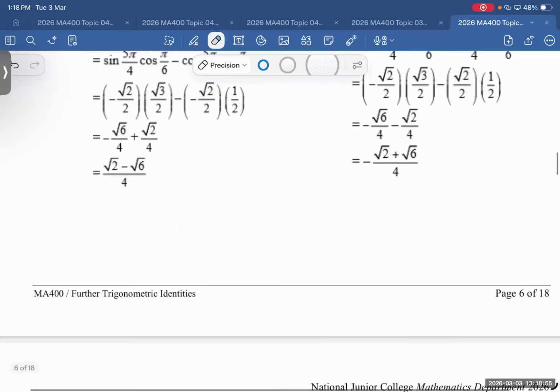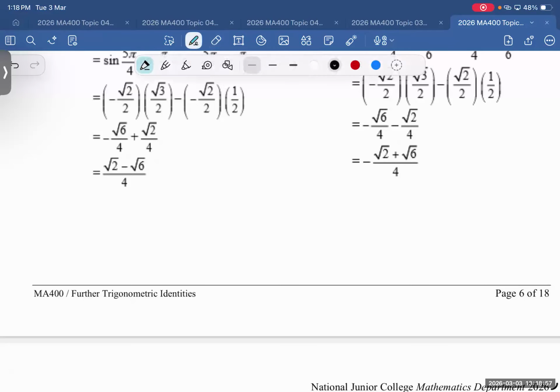You mean, you are saying A minus B over 4, is it the same as B minus A over 4? No, not the same. But there's a negative sign. It's a negative sign.